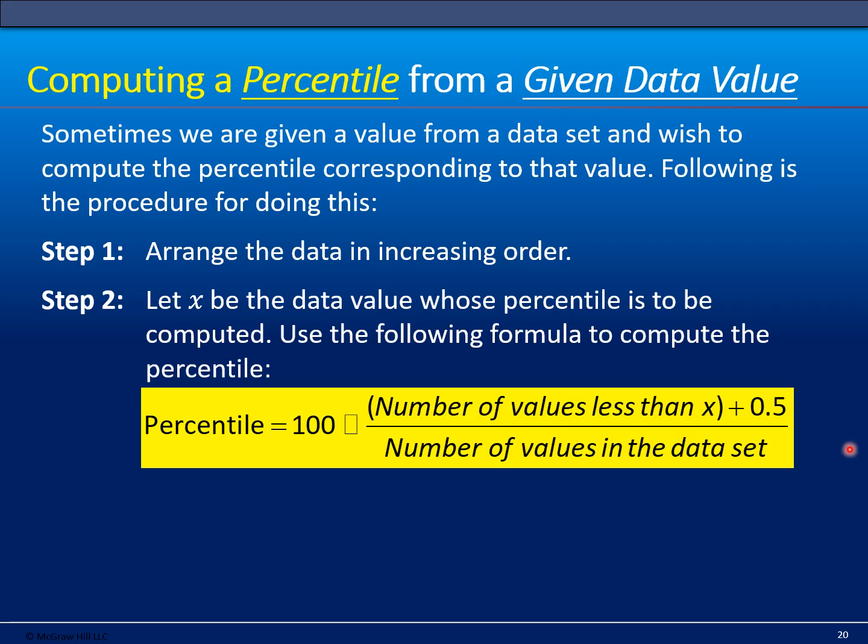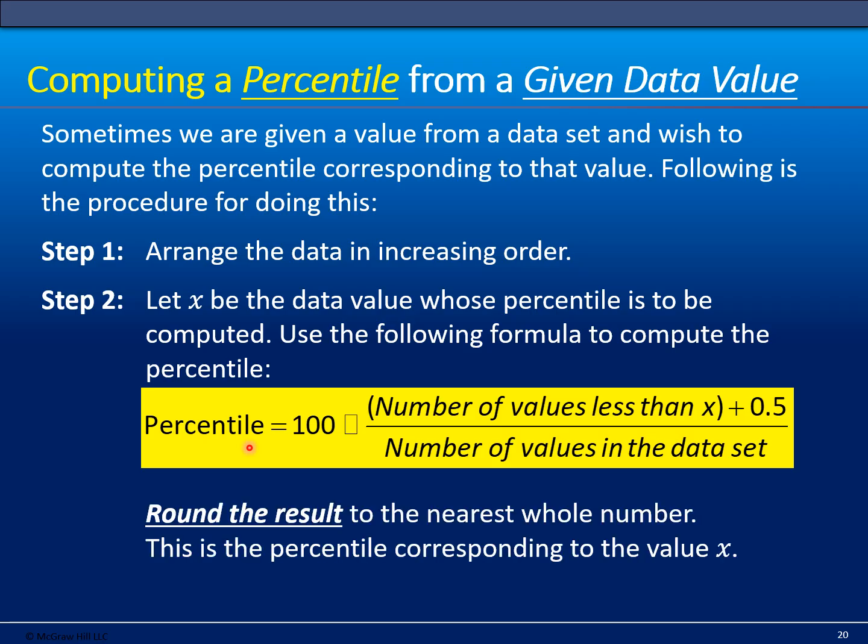So we take the number of data values less than X. If the value we pick is in the 20th position, there are 19 values less than X, plus 0.5, and then we divide it by the total number of values in the data set and multiply that times 100 to give us the percentile. Always round to the nearest whole number, and this is the percentile corresponding to the value X.